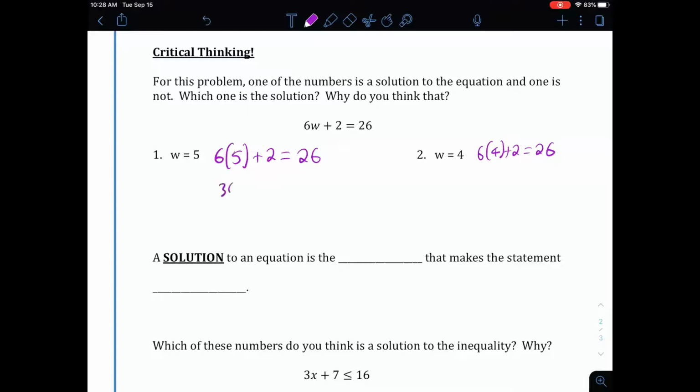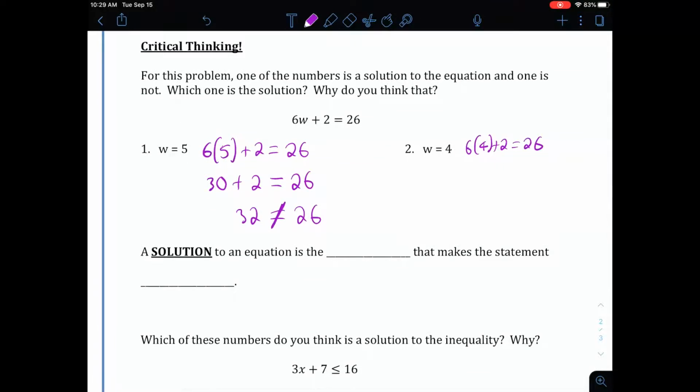We have 6 times 5, which is 30. We do multiplication before we do addition. And what's 30 plus 2? Does 32 equal 26? I want you to keep this 26 lined up. Keep adding the 26. Don't just write the left-hand side. Keep the equation the same until the very end. Does 32 equal 26 or no? It does not. It does not equal 26.